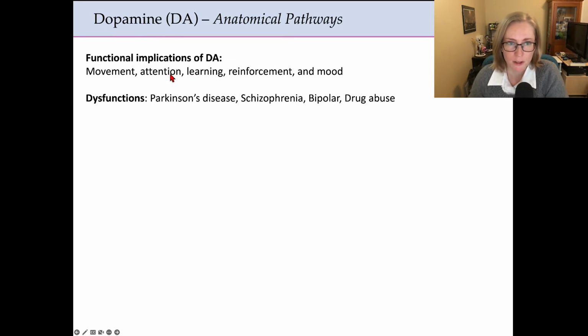So definitely some cognitive effects as well as movement, right? When we talked about Parkinson's disease, a lot of it was connected to an inability to initiate movement. So dysfunctions: Parkinson's disease, schizophrenia and bipolar disorder, as well as drug abuse. So drug addicts are going to have a dopamine dysregulation or chemical imbalance.